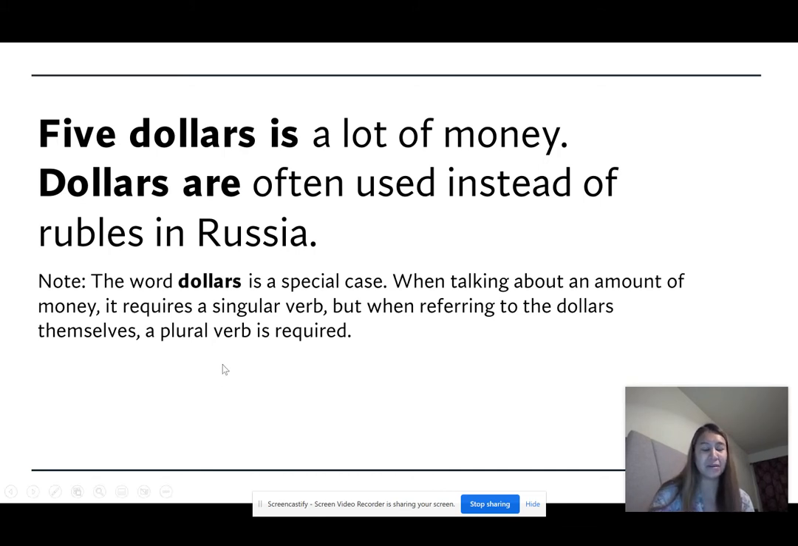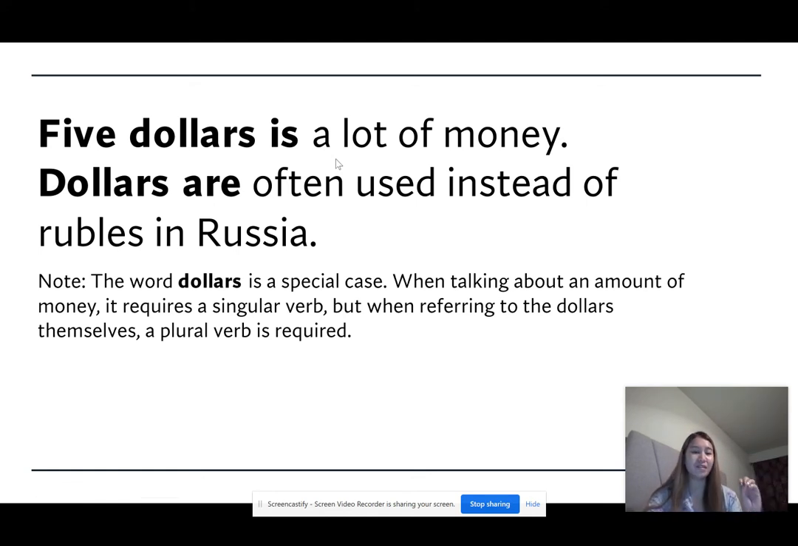Let's look at the rule first. The word dollars is a special case. When referring to an amount of money, it requires a singular verb. But when referring to the dollars themselves, a plural subject is required. What am I talking about? Let's look at the example. $5 is a lot of money.